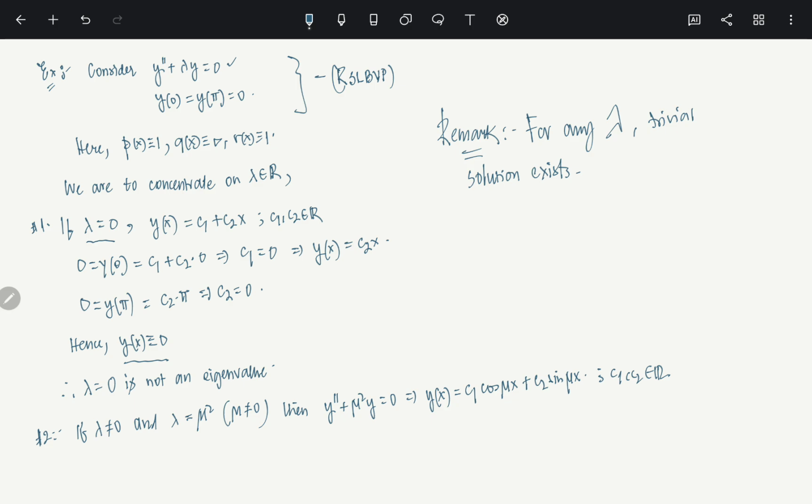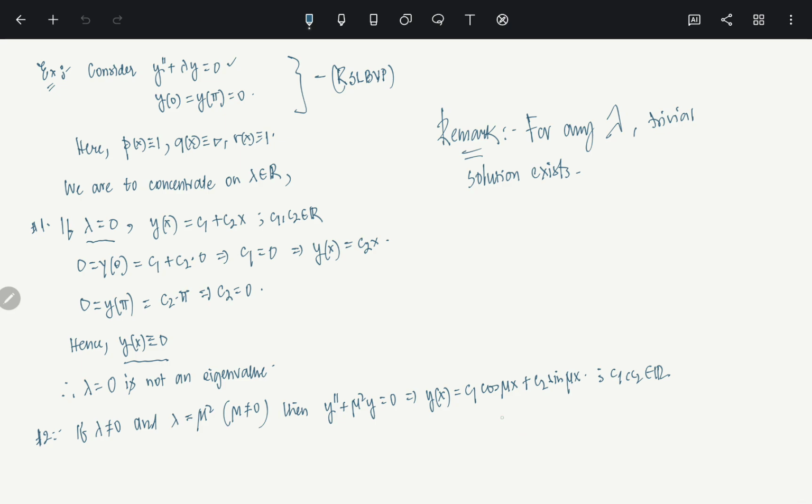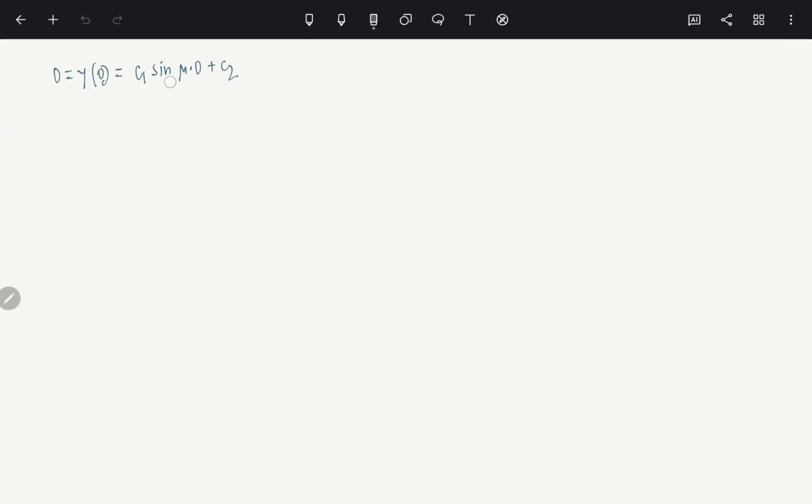Now you have to satisfy the boundary conditions. The first one is 0 equals y at the point 0. I should write it properly: y of x equals c1 times cosine mu x plus c2 times sine mu x. So y at 0 is c1 times cosine mu 0 plus c2 times sine mu 0. Now you see, sine 0 is 0 essentially.